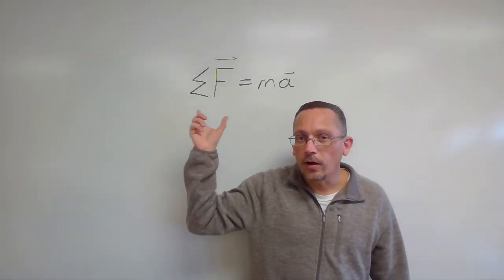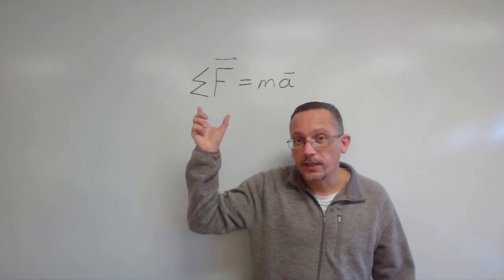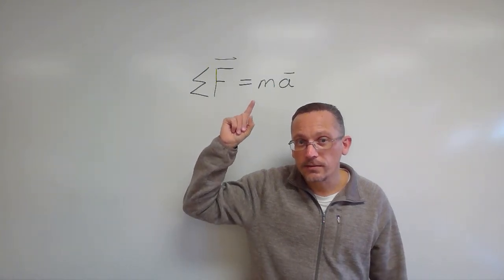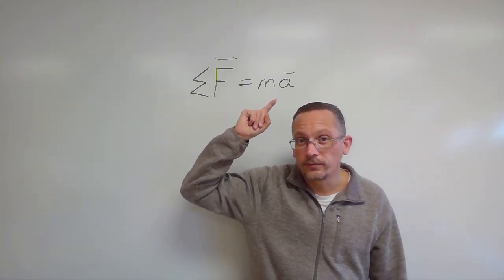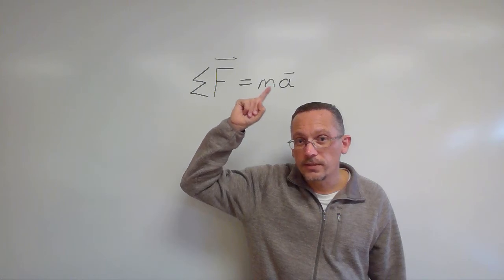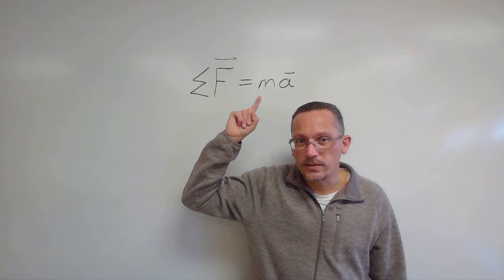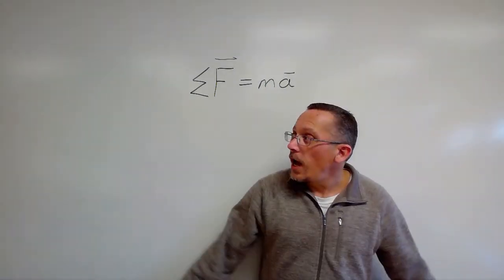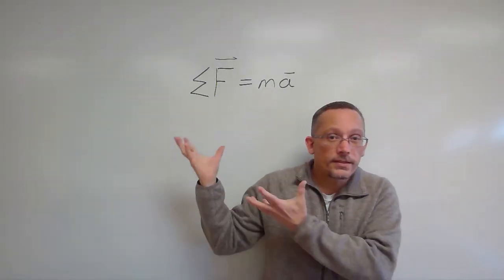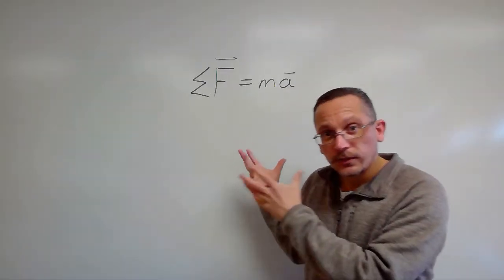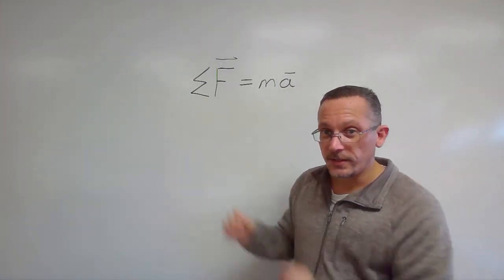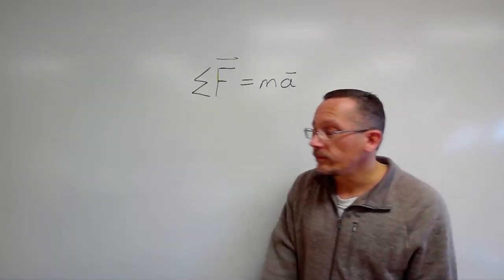So if we add up all of the forces working on an object, that's equal to the object's mass times its acceleration, right? And the acceleration will be in the same direction as the net force because mass is not a vector, this is a scalar, right? So what this tells you, there's a whole lot here. There's a lot of physics in these three terms here.